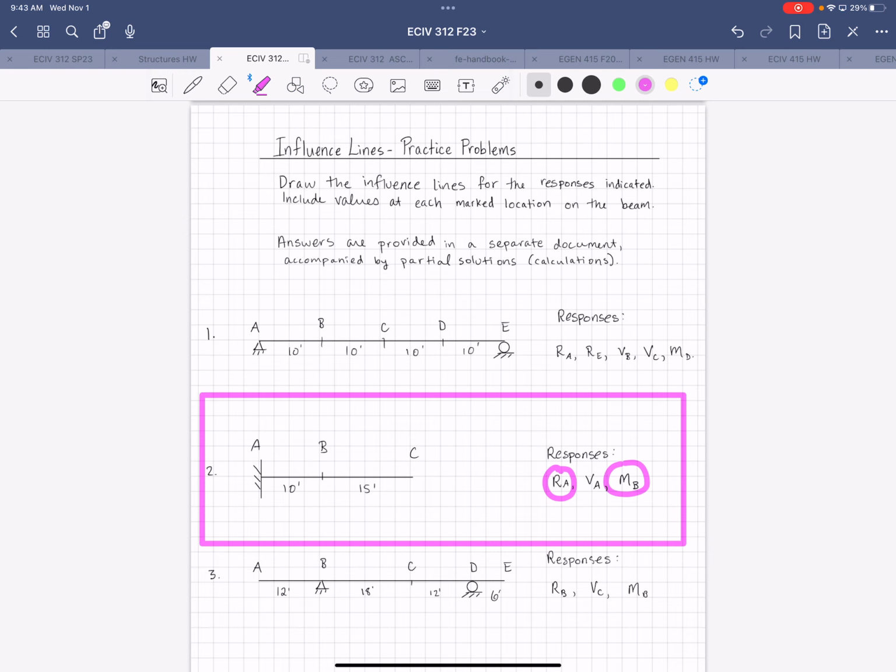So remember, kind of along those lines, for the moment at B, you're going to make a cut at B, right? You can use either side of the cut to get the internal force value, right? If you use the right side, you don't need to know the moment at A.